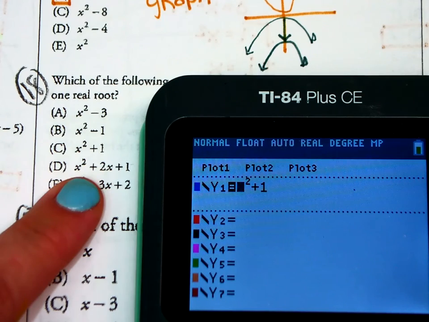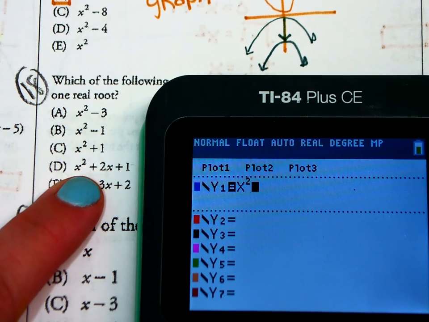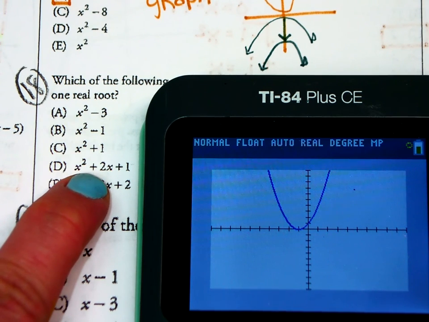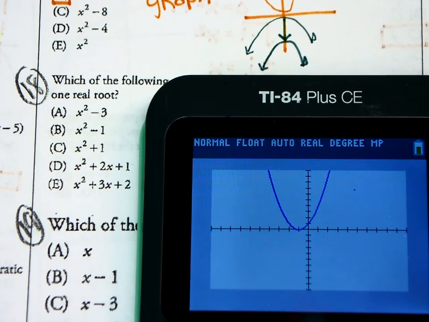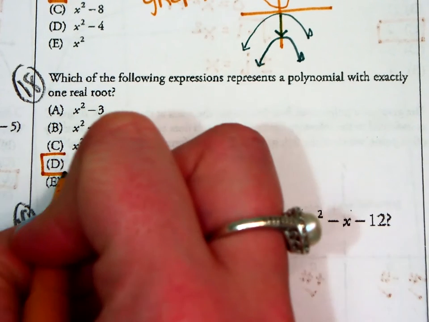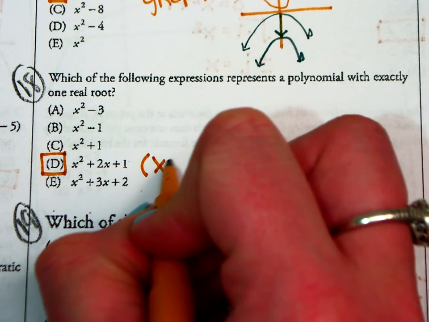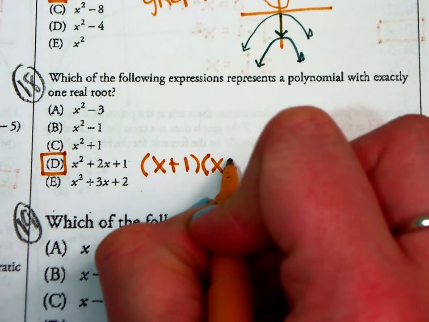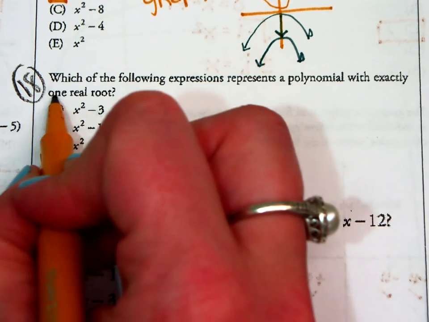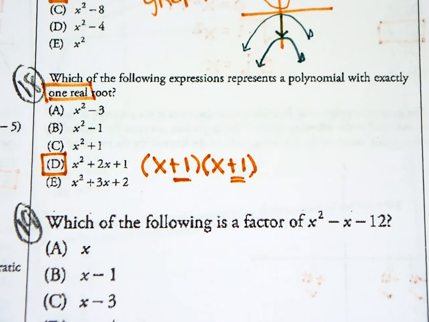So now we're going to get into the more complicated problems of x squared plus 2x plus 1. Graphing this function, notice how it crosses at exactly 1 point, -1. So answer D is your correct answer. Now, if you were to factor this, eventually it would come down to x plus 1, x plus 1. Notice how these numbers are identical, so that lets you know that you have one real distinct root. So again, you can do it by factoring or you can do it by graphing.